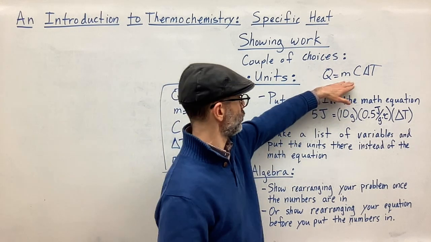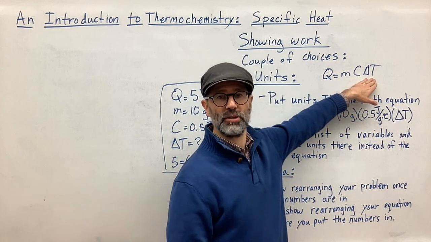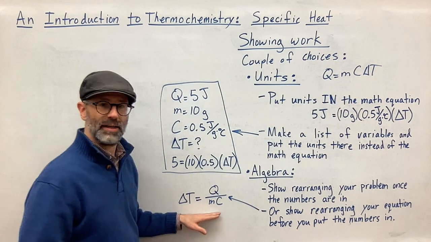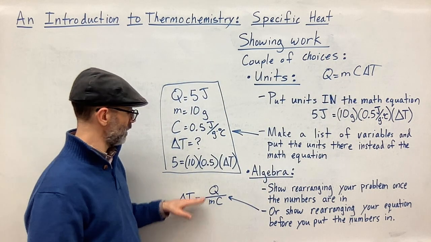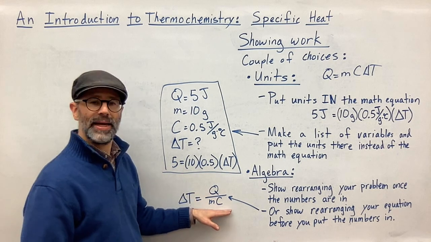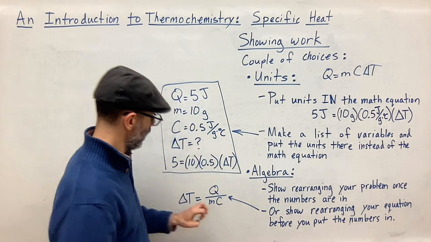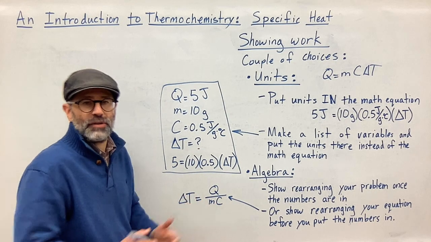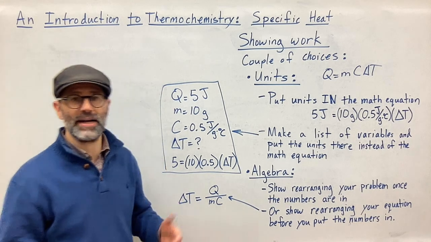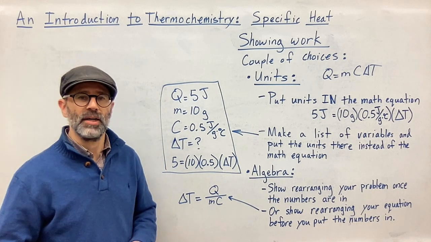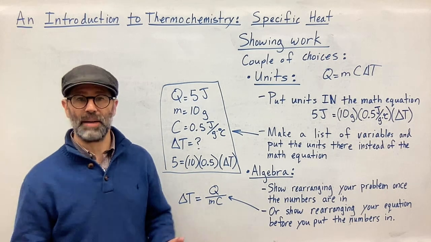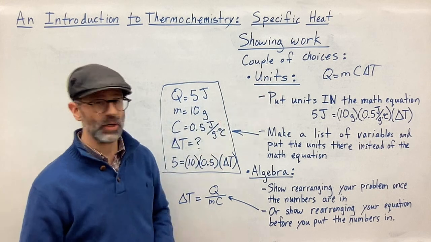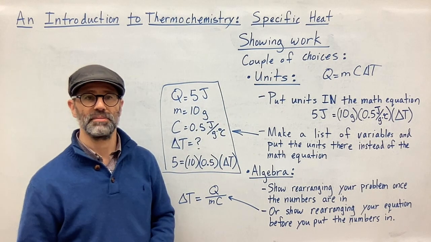or I can solve the equation for the missing part first. Here's my equation. Since I'm looking for delta T, I can just solve this equation for delta T first, like I did here. So delta T would be equal to Q over MC. And then I can take my data and plug it into the equation and solve it that way. So there's a couple of different ways that you can show your work on these sorts of problems. Let's go over some example problems now. Get ready to be solving some Q equals MCΔT problems.